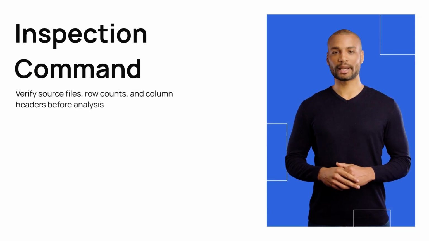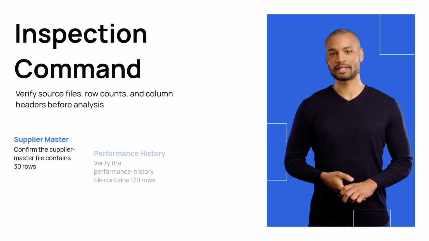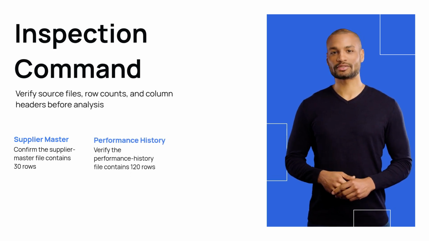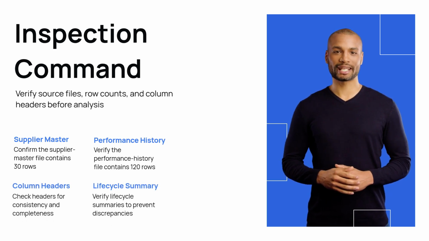Before running the inspection command, verify the source files for accuracy. Check that the supplier master file contains 30 rows. Confirm the performance history file contains 120 rows. Then verify column headers and lifecycle summaries to prevent discrepancies during analysis.